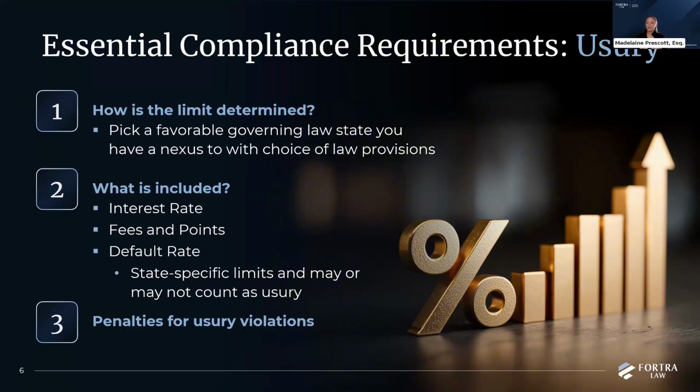California, for example, does factor in fees and points. So if you're charging origination fees, lender fees, those things, for purposes of usury, they're going to look at that. They're going to include that in their calculation to figure out what the rate is for usury purposes. The default rate or default interest sometimes is included. Usually what I see is that the default rate is subject to the usury limit. Not a lot of states have guidance as to whether it's actually going to be included or not.